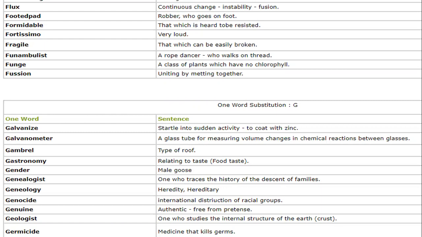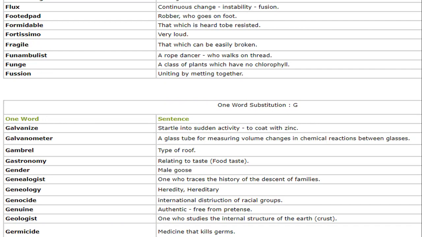Coming to G. Galvanize, to startle into sudden activity, to coat with zinc. Galvanometer, an instrument for measuring small electric currents. Gambrel, a type of roof. Gastronomy, relating to good taste. Gender, male. Genealogist, one who traces the history of descent of families. Genealogy, heredity. Genocide, the deliberate destruction of racial groups.